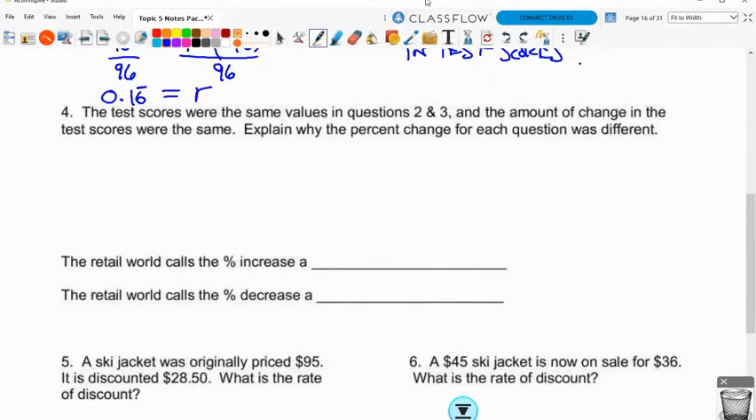Now, in example 4, it says that the test scores were the same values in questions 2 and 3, and the amount of changes in the test scores were the same. Explain why the percent change for each question was different.